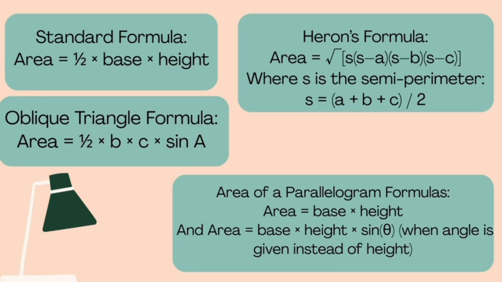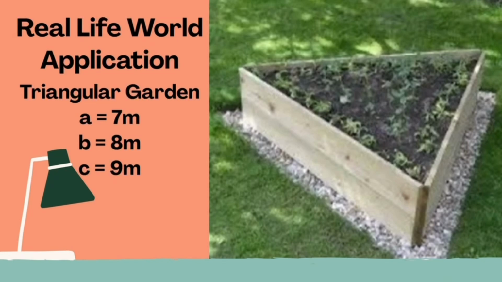Fourth, area of a parallelogram. Area equals base times height, or area equals base times height times sine, when the angle is given instead of height. These formulas are useful not only in solving class problems but also in real-world applications.